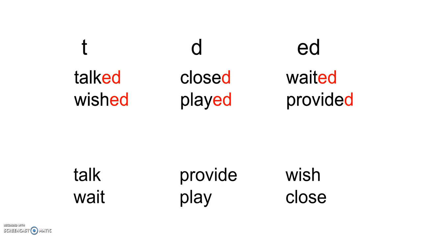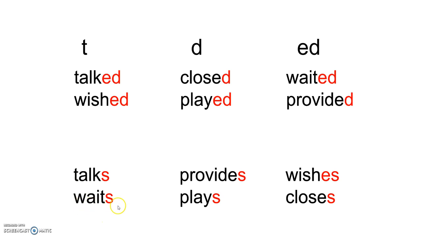Let's say the words again. So, talk, wait, provide, play, wish, close. It's the same words, but they're now in a different order. Wish has gone over here. Play has stayed the same, but provide has changed. Close has changed as well. So, they're slightly different words, or slightly different order. And this is for S. If we put an S at the end of these words, if we make them third person, santangen, we need a S. For example, I talk, you talk, he talks.